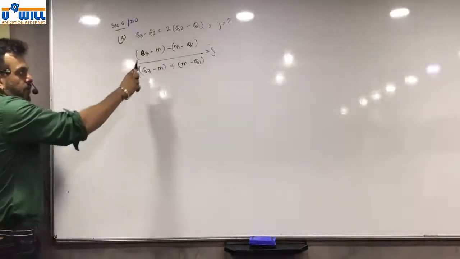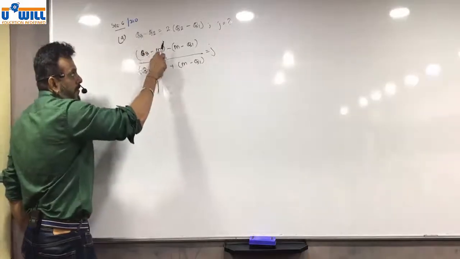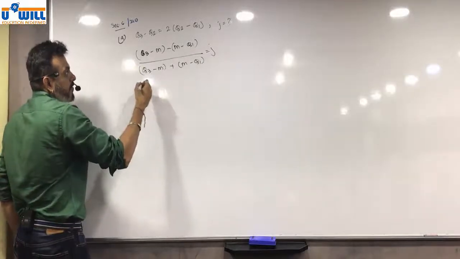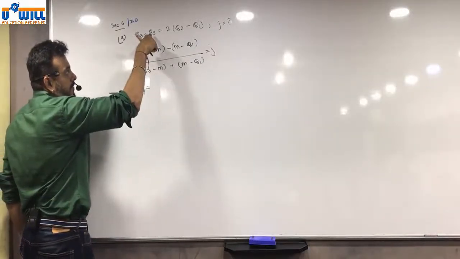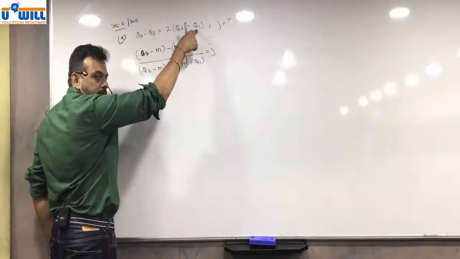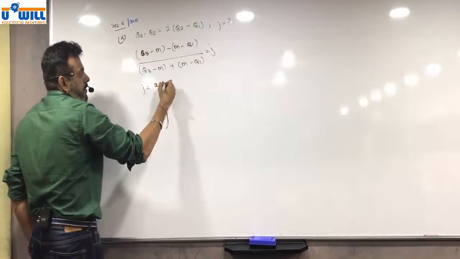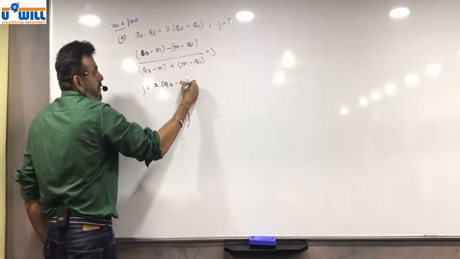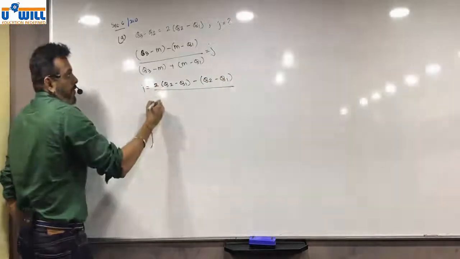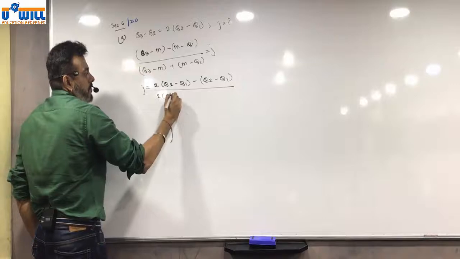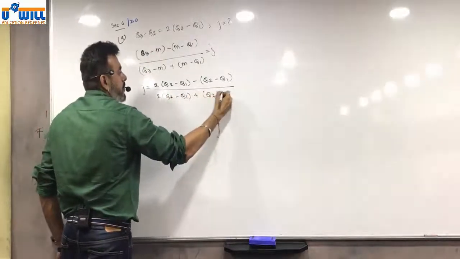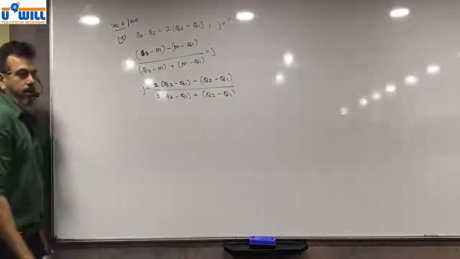Now, this formula is already there. Q2 is M, Q2 is M, so you substitute. J is equal to Q3 minus M, which is what? 2M minus Q1. So I'll write 2 Q2 minus Q1 minus Q2 minus Q1 upon 2 Q2 minus Q1 plus Q2 minus Q1. Now how do we solve this?